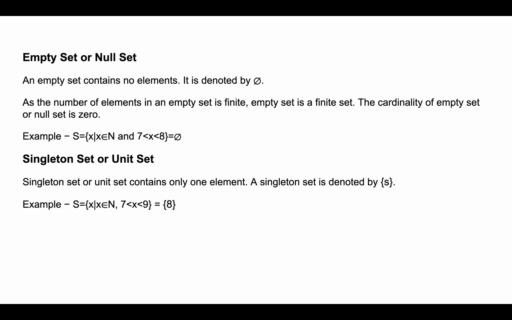Then the empty set or null set. The set which does not contain any element is known as the empty set. It is denoted by phi. This sign is called phi. Then a singleton set or unit set means only one element is there in that set. That is known as a singleton set.